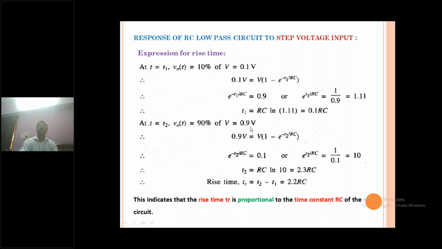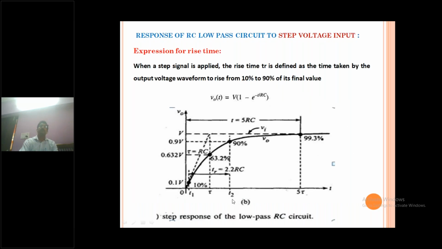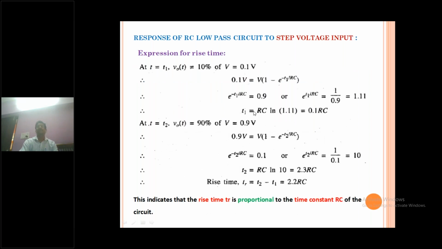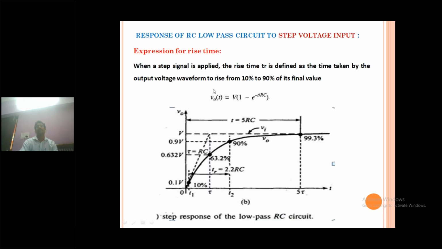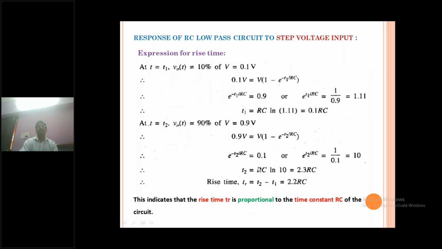Similarly, you have to find T2. At t equal to T2, observe that the output voltage magnitude equals 0.9 V, that means 90% of the maximum value of the step voltage. So at t equal to T2, the output voltage value is 0.9 V. Now I am substituting in this equation: left hand side is 0.9 V, and on the right hand side, in place of small t, I am substituting T2. Now find the T2 value. What is the T2 value you are getting here? 2.3 RC. Now rise time is simply the difference, T2 minus T1.